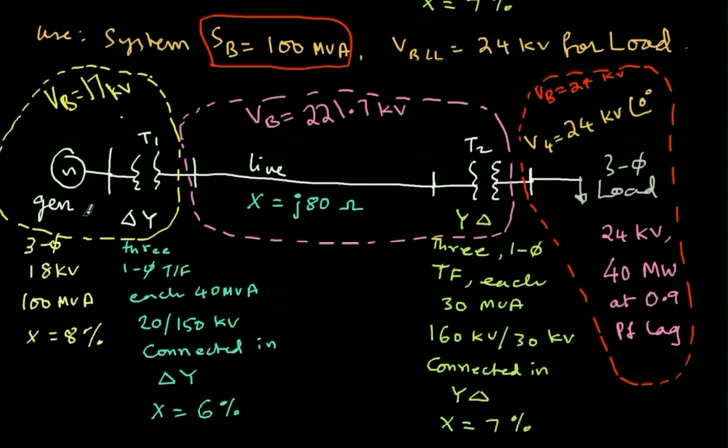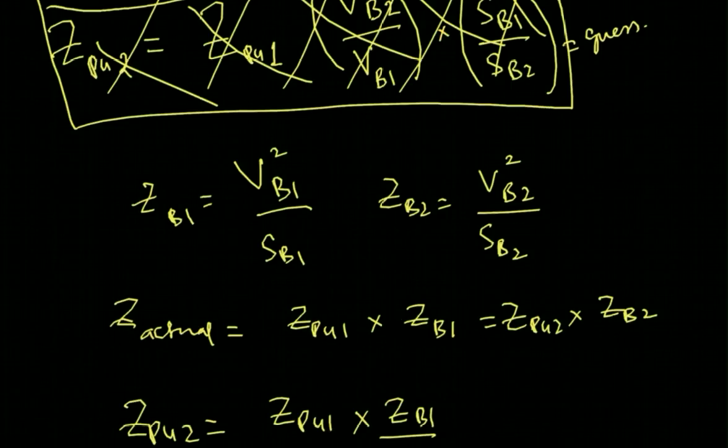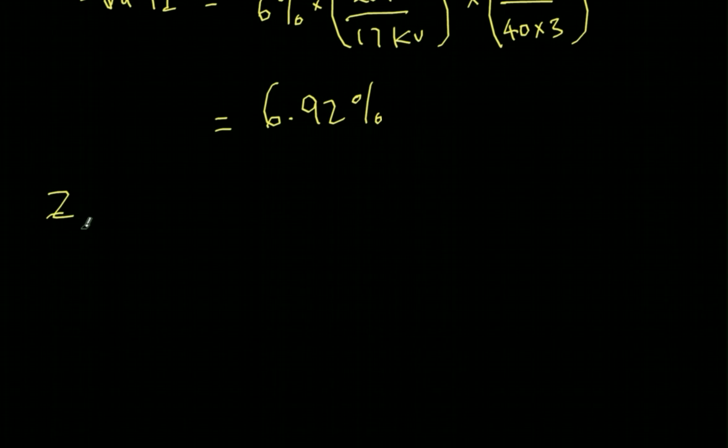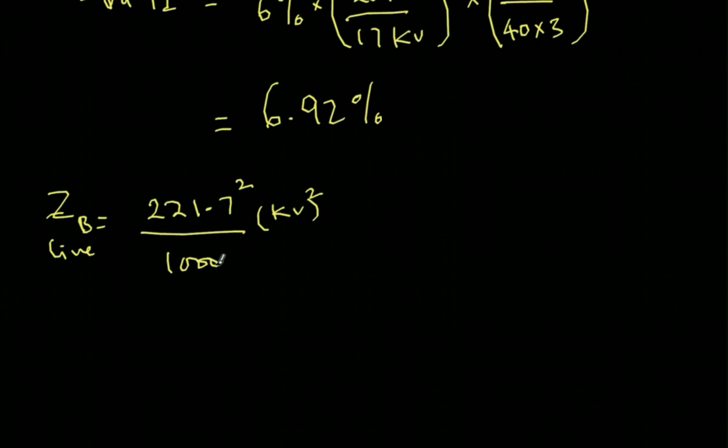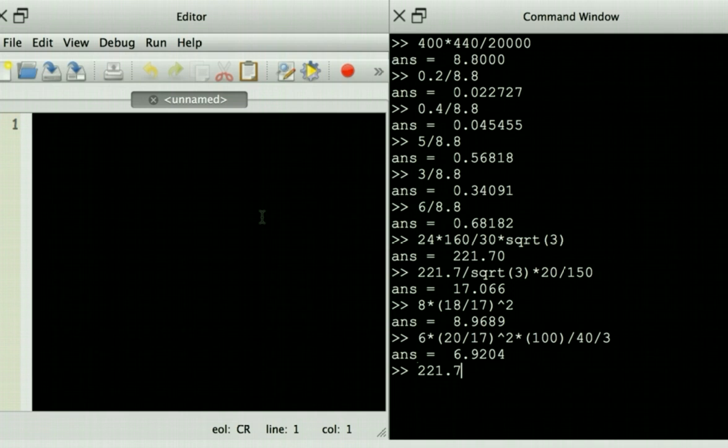So I had found the equivalent reactance of the generator and this transformer. Now let's come to the line. What is the base impedance? VB is 221.7 kV and 100 MVA. So Z base for the line is 221.7 square, this is kV square, by 100 MVA. These units will cancel out and I'll get ohms, so 221.7 square divided by 100.